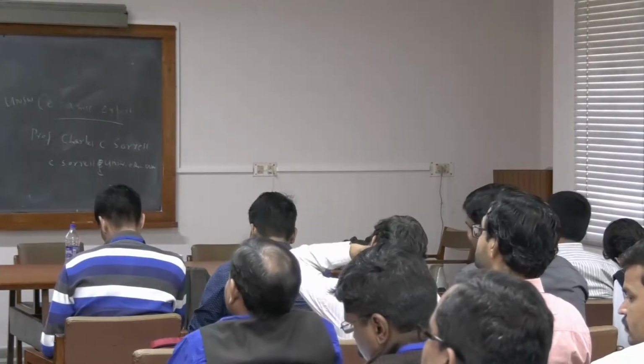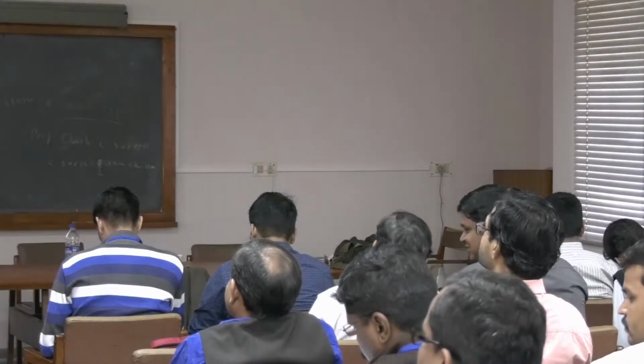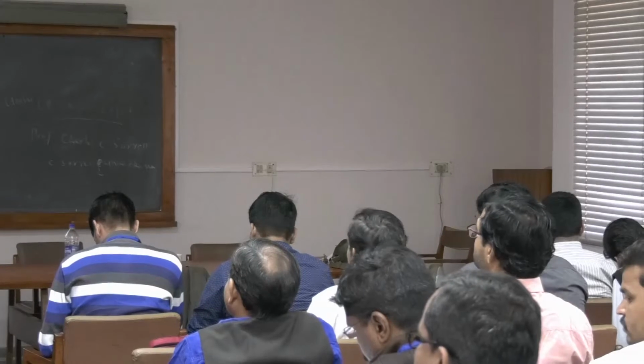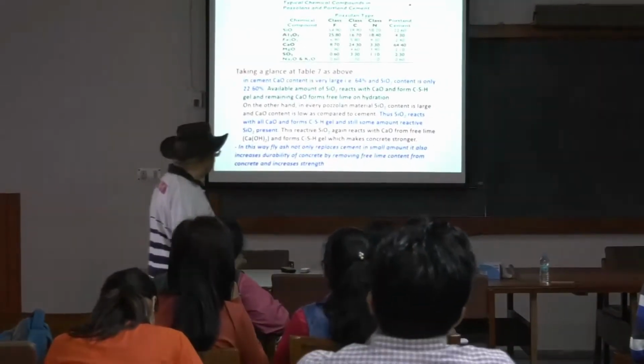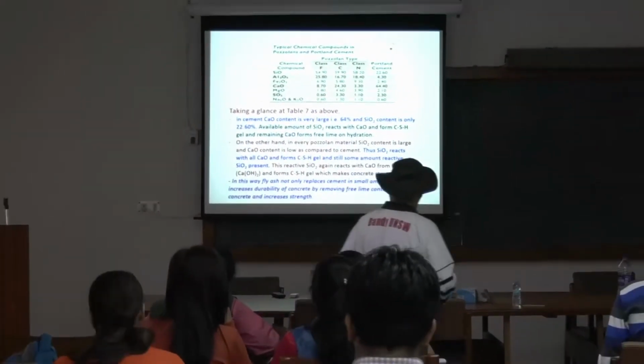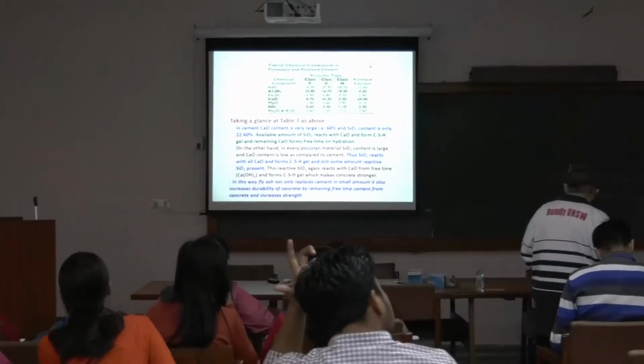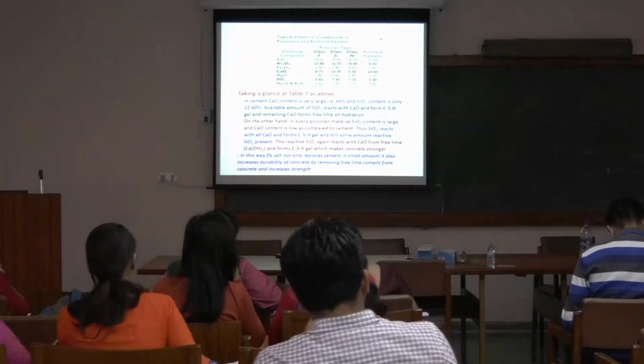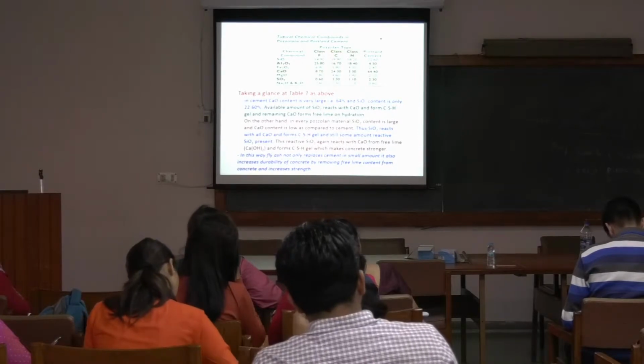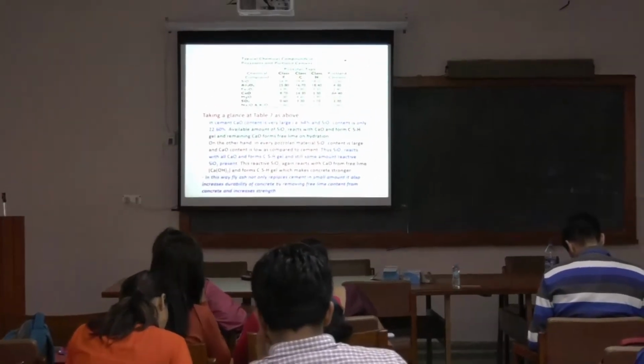Okay. On the other hand, in every pozzolanic material, silicon oxide content is large and calcium oxide content is low. So the silicon oxide reacts with CaO and forms the gel. All right.